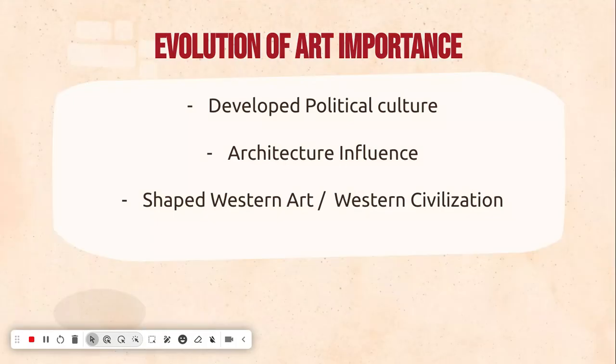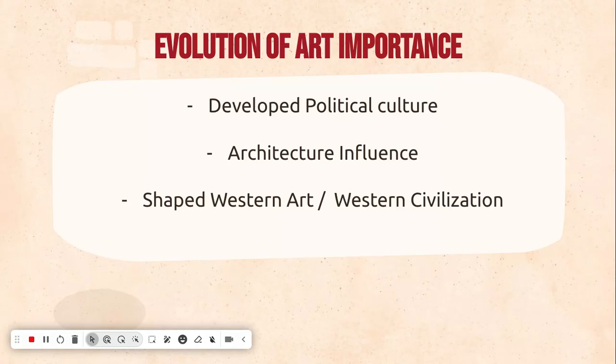So then that leads us into how the evolution of art is important. Everything starts somewhere. So it's really important to understand that everything comes from square one, and Roman art really started from square one. But Roman art was lucky enough that it developed political culture, architecture influence, and shaped Western art and Western civilization. So going back to political culture, there was something called political propaganda, where people used art to display who they were. They really showed what type of person they were.